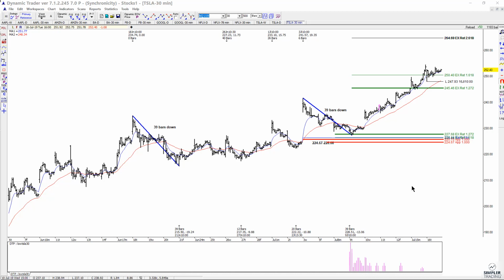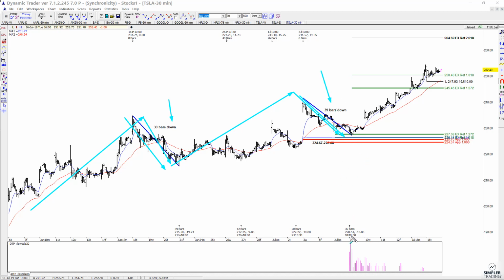So this is an example of the setup that we had in Tesla a while back, and we were looking at a general pattern of higher highs and higher lows. So when we started pulling back, I wanted to set up that pullback for a possible entry, and I found something here. The fact that we had a prior decline that was exactly 39 trading bars down, and then this decline was also 39 bars down.